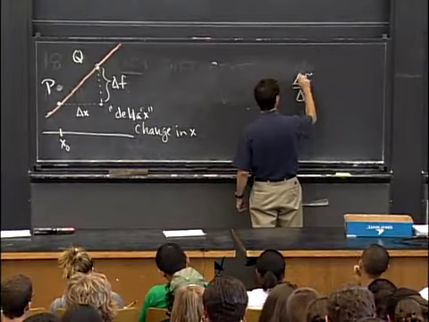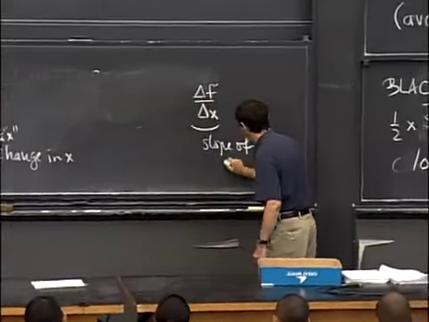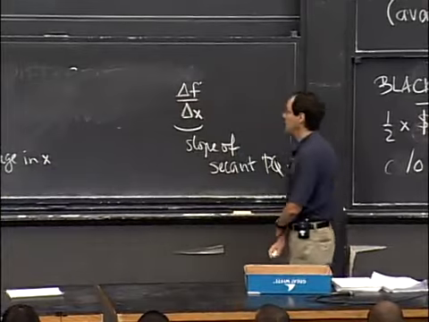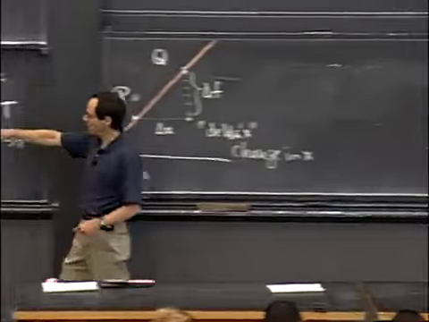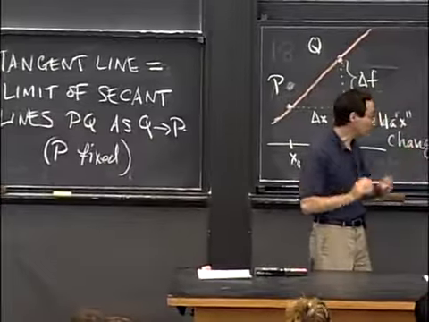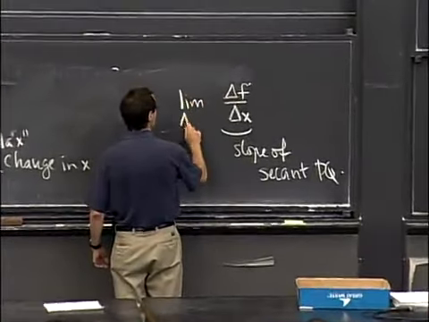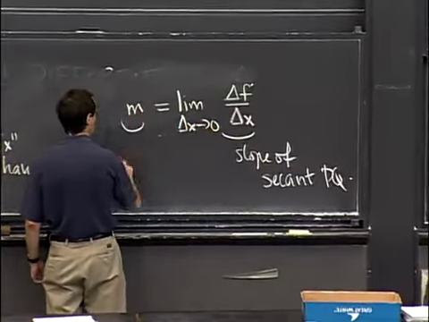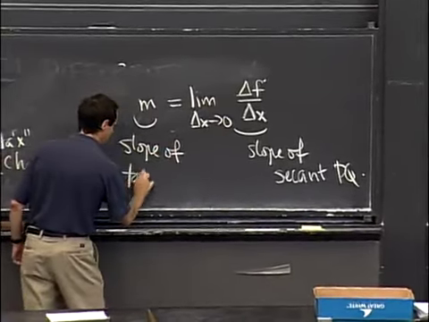And then the slope is just the ratio delta f over delta x. So this is the slope of the secant. And the process I just described over here with this limit applies not just to the whole line itself, but also in particular to its slope. And the way we write that is the limit as delta x goes to 0, and that's going to be our slope. So this is the slope of the tangent line.